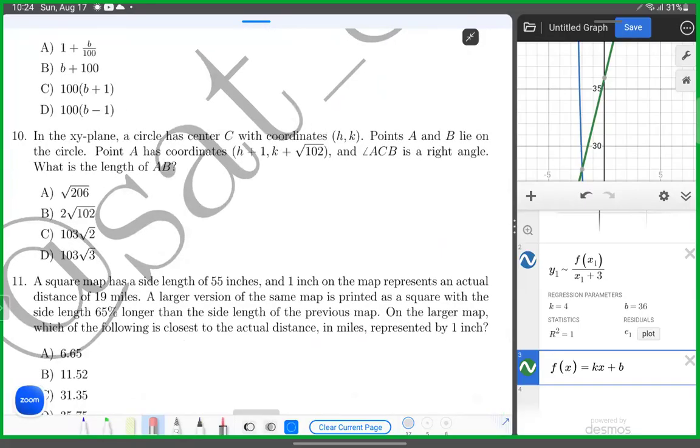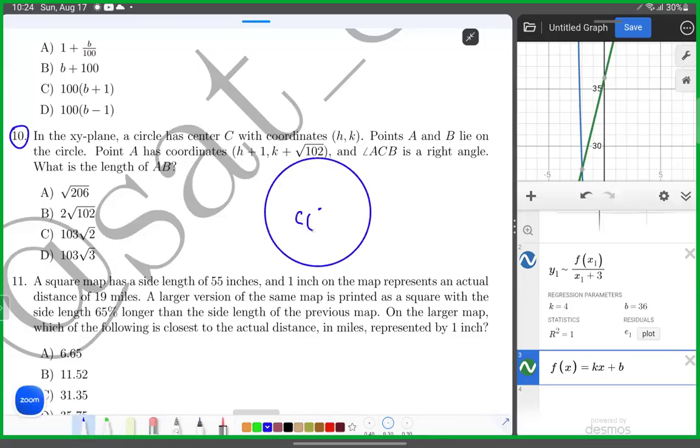The 10th question is a pretty popular question on the SAT test. We will solve this 10th question. Here we are given some circle, and in this circle is given a center with coordinates h and k, and there is a point A with coordinates h plus 1, k plus root of 102, and there is a given angle ACB. The angle ACB is this angle, because here is a right angle, B is here. We are supposed to find the length of AB.